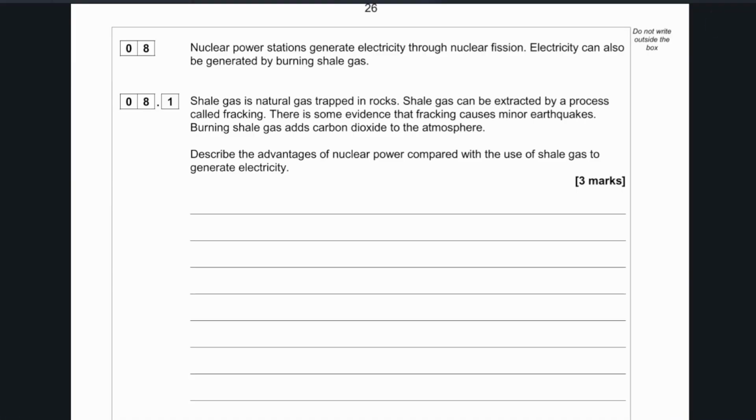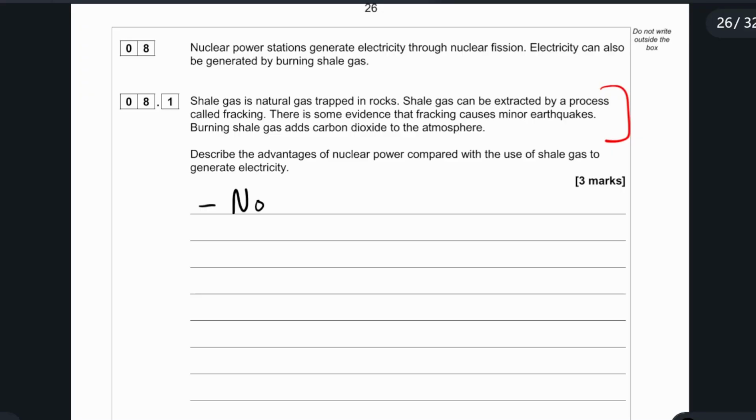Question 8 then. Nuclear power stations generate electricity through nuclear fission. Electricity can also be generated by burning shale gas. Shale gas is a type of natural gas that's trapped in rocks, and it can be extracted by a process called fracking. There's some evidence that fracking causes minor earthquakes. Burning shale gas adds carbon dioxide into the atmosphere. So our question is to describe the advantages of nuclear power compared to using shale gas to generate electricity. Shale gas you might not be familiar with, but the paragraph gives you all the information you need. So the first advantage for nuclear power should jump out at you.